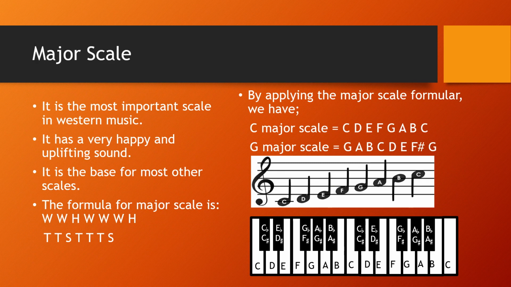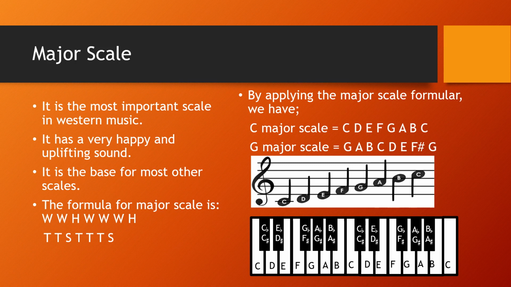Major scale. It is the most important scale in Western music. It has a very happy and uplifting sound. It is the base for most other scales. The formula for major scale is whole, whole, half, whole, whole, whole, half. That's whole note, whole note, half note, whole note, whole note, whole note, half note, which can equally be tone, tone, semitone, tone, tone, tone, semitone. By applying the major scale formula, we have C major scale as C, D, E, F, G, A, B, C.